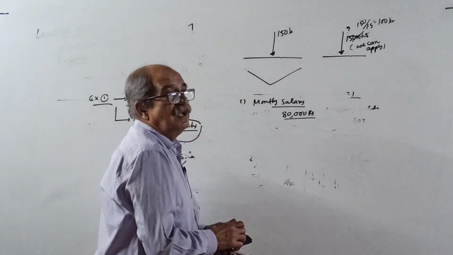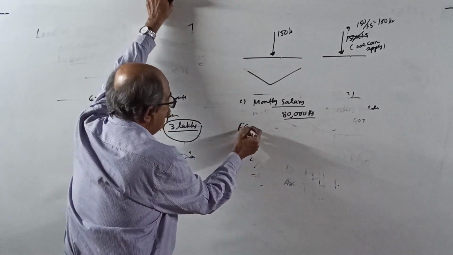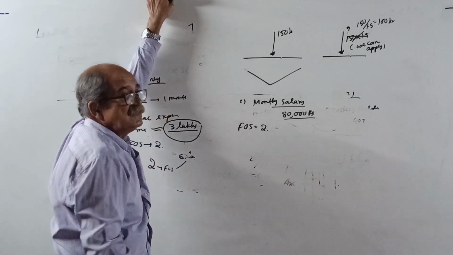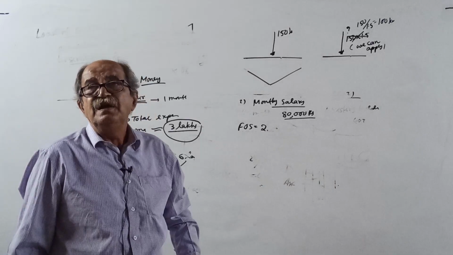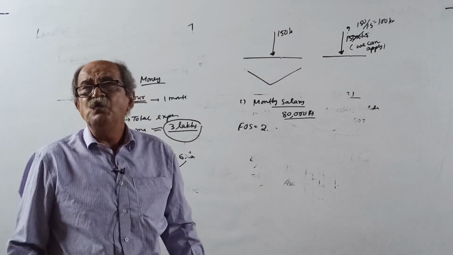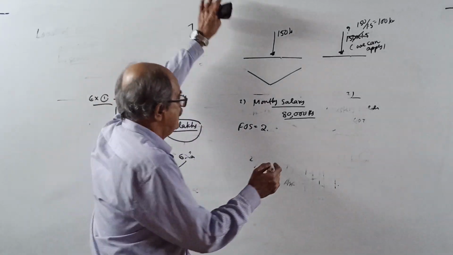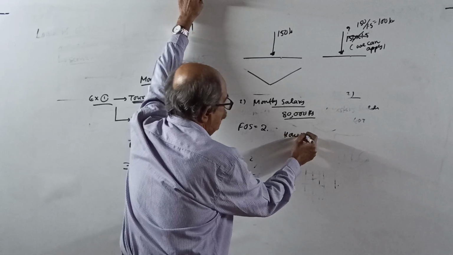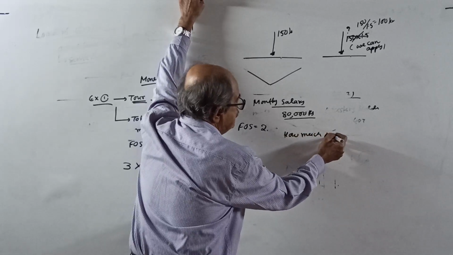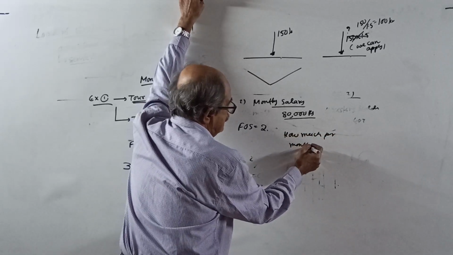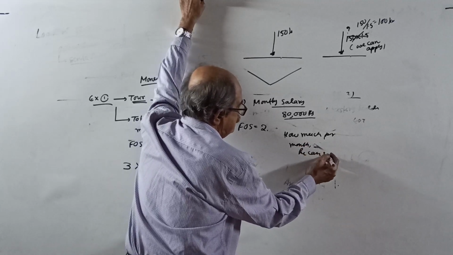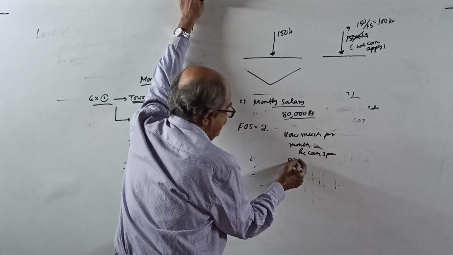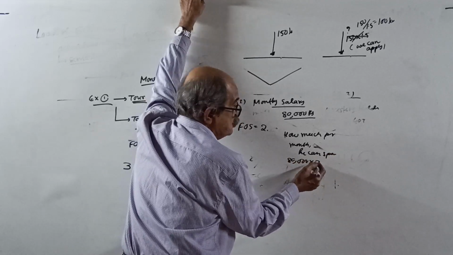Okay, now he wants a factor of safety of 2. 80,000 rupees is his salary. Now, I will ask the question to students, how much per month can he spend? How much per month can he spend? I will tell first, 80,000 multiplied by 2.